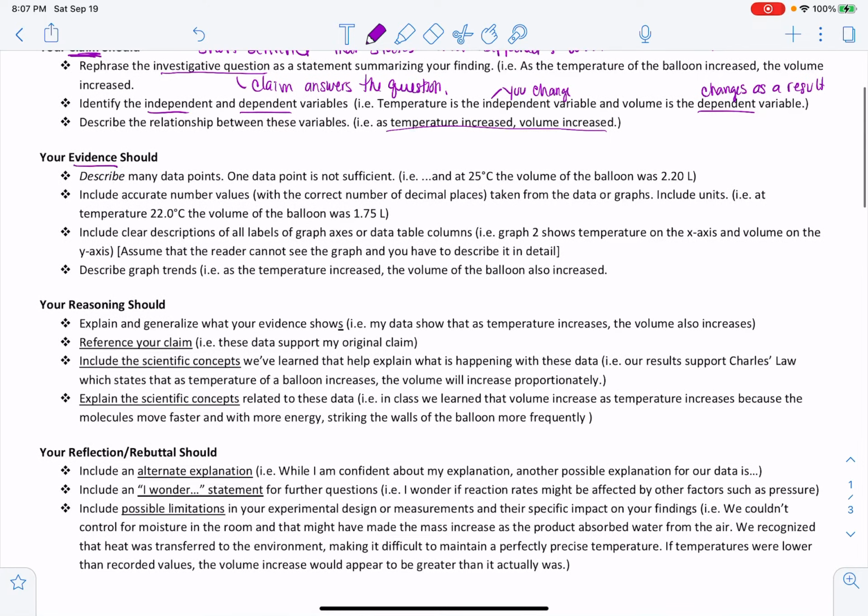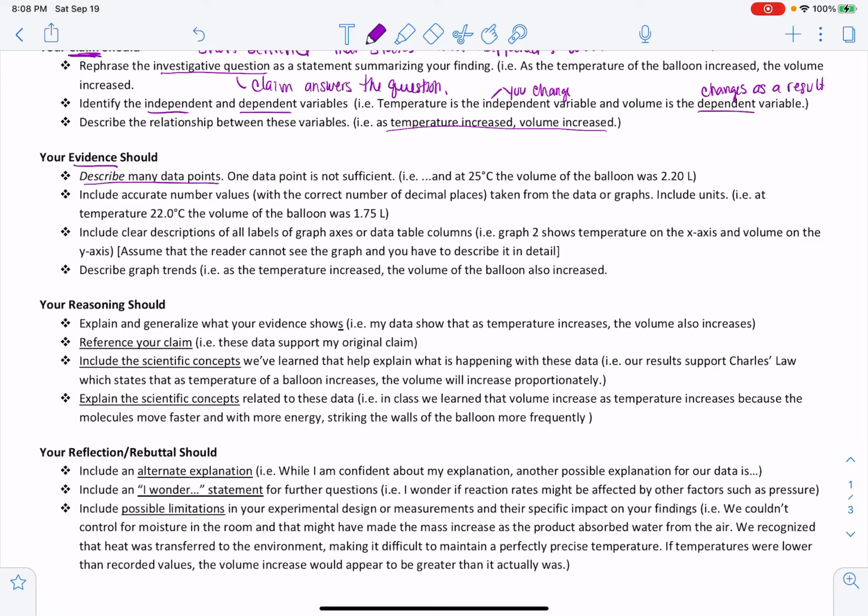The evidence, then, you're going to describe many data points. So what you may not do is say, see the data table. What you must do is you must say, at 25 degrees Celsius, the volume of the balloon was 2.20 liters. That's 1 point, but you need more of those points to solidify what you're trying to say.